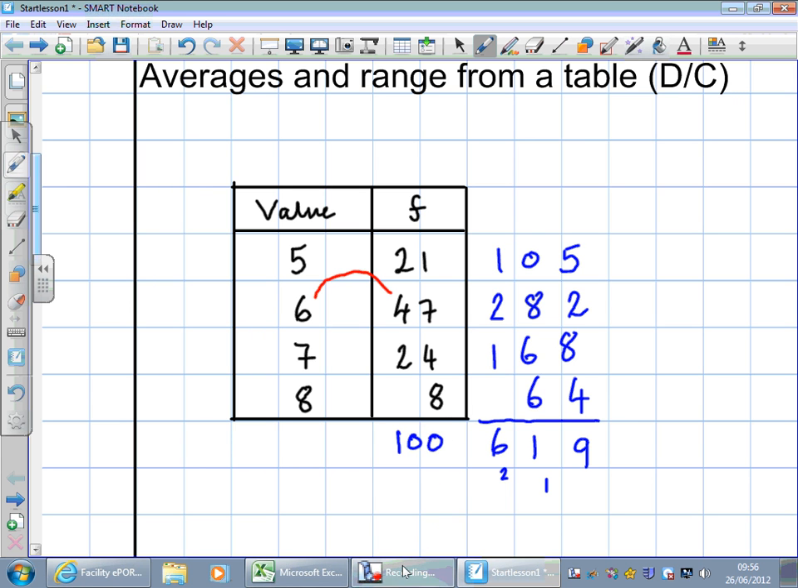I had 100 values. So watch how I calculate the mean. If they don't tell you how many values there were, add up this column here. The mean is 619 over 100 equal to 6 19 hundredths, or if we're working in decimals, 6.19. Right.